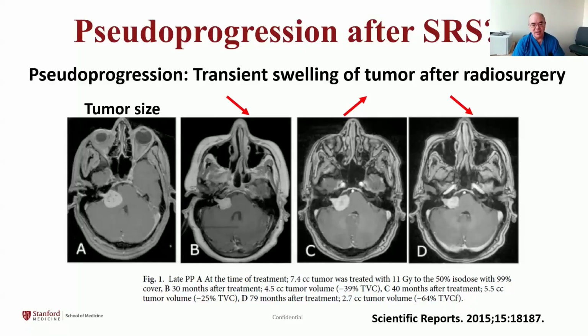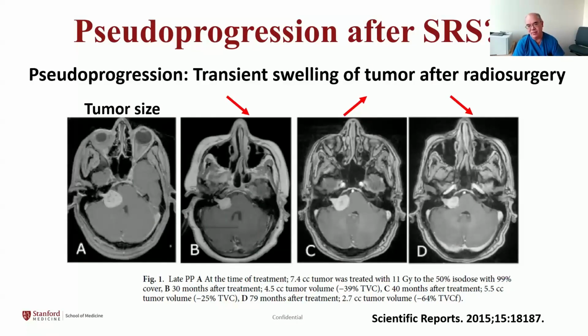Then when we get to C, this is 3.5 years after treatment. So B is 2.5 years after treatment, and C is 3.5 years. It looks like things are growing again. When you look at the picture in C, the tumor looks bigger than B. So is it growing again? It turns out that, again, if you wait further, D is at like 6.5 years. It came back down. So pseudoprogression is temporary swelling in the tumor as the tumor dies and undergoes its inflammatory process.